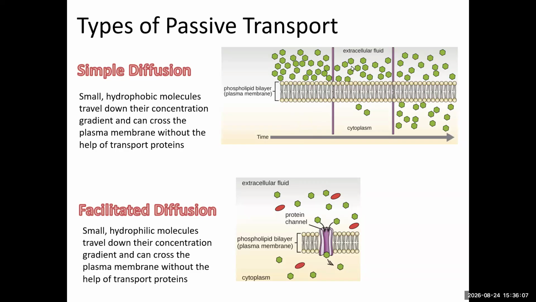So you'll notice that over time, two of them have moved to where there's less. And then eventually it's going to kind of equal out to where molecules have moved from an area of high concentration to lower concentration. So you'll notice that no energy was involved and there were no transport proteins. These molecules did not need any help crossing this plasma membrane.